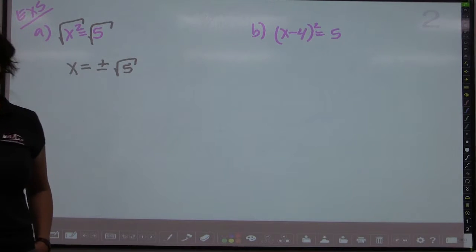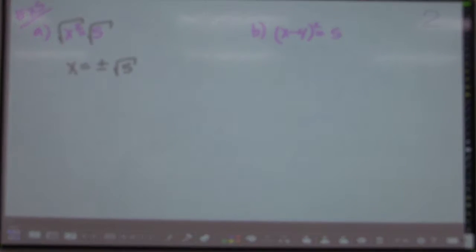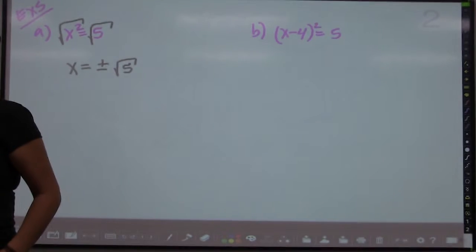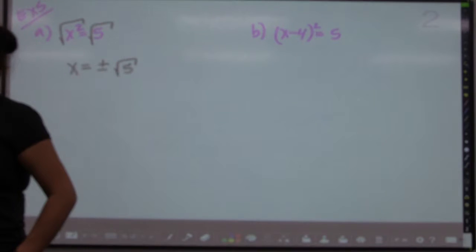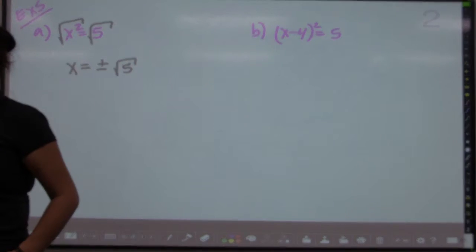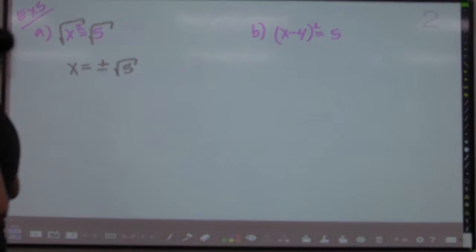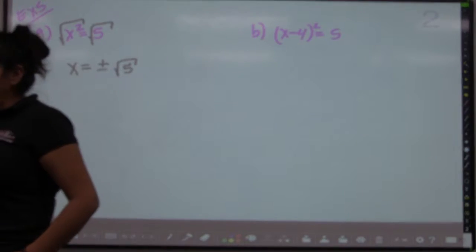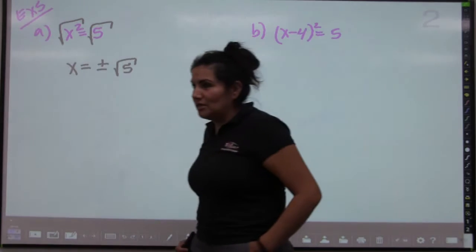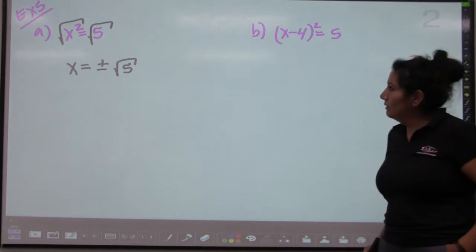Yes, sir. What if you subtract 5 from both sides? Okay, then what? And then you factor. You can factor, but you're not going to get any factors of 5 that will multiply to get 0, unless you use radicals, like plus or minus root 5. So, yes, technically you could do that, but it's not going to be any simpler. It's going to be more complicated.